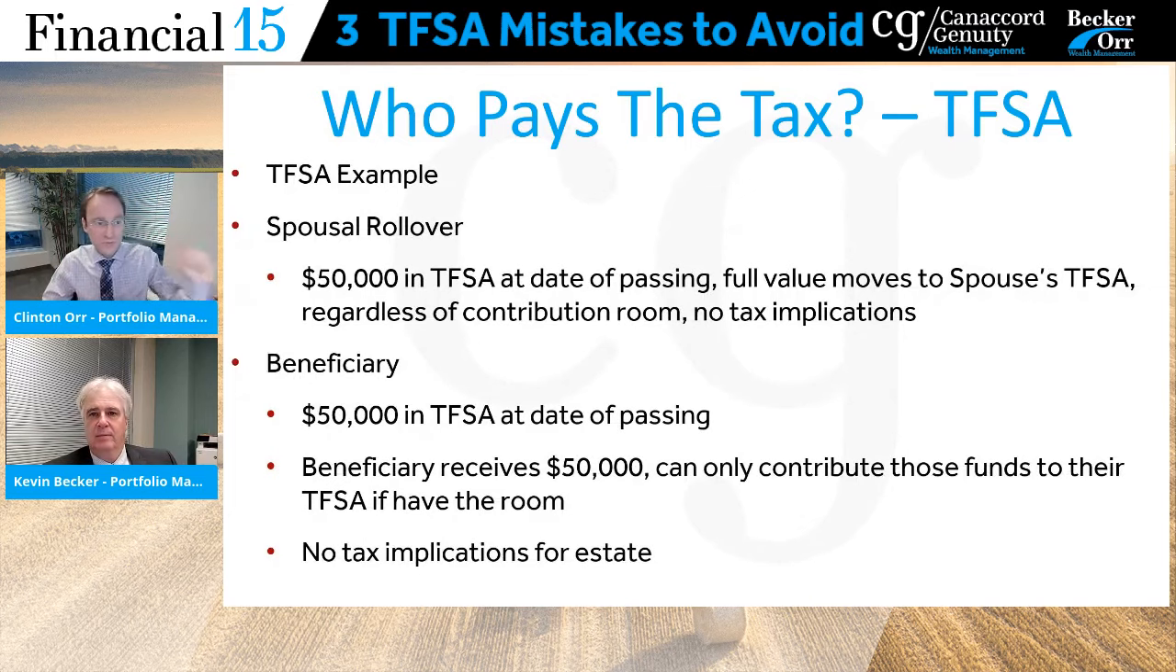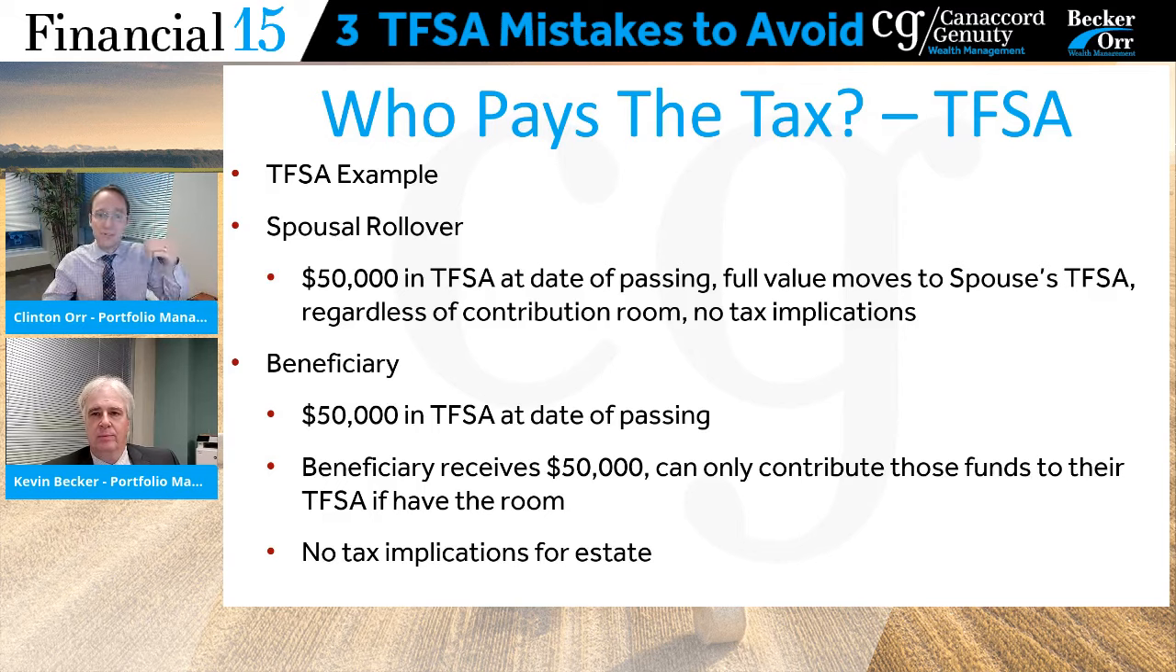So you can see the first example, a spousal rollover. We're assuming now we're using that special term, successor holder, for our spouse. They're named as such on the TFSA. We'll assume there's $50,000 in the TFSA on the day of passing. The full value goes to the spouse. It just moves right in regardless of my spouse's contribution room. They can be maxed right out. It'll still just get added to their TFSA. It's a simple rollover there.